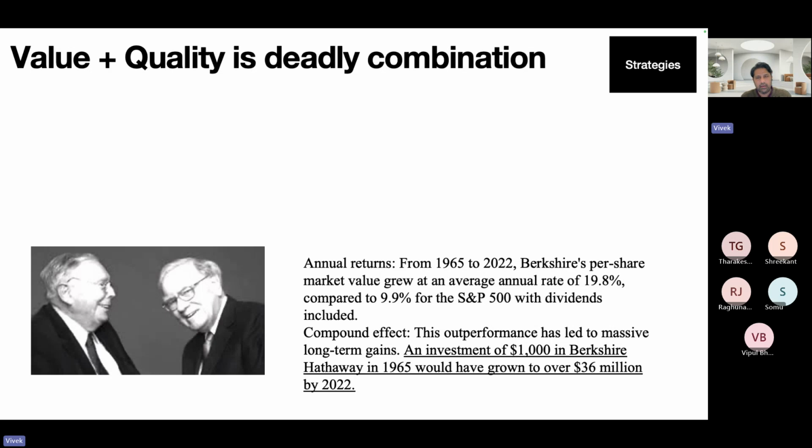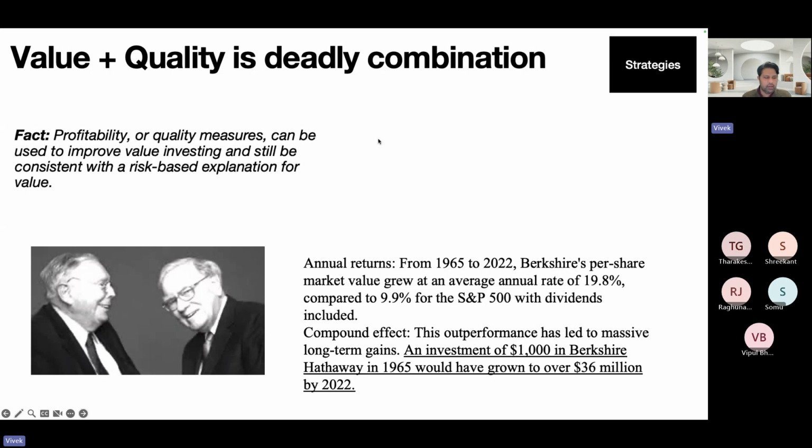I've also looked at some academic research on this. There is a paper by AQR Capital called Facts, Fiction, and Value Investing. In the paper, I've taken one quote for you, but obviously you'll have a link to the paper if you want to read it. It clearly says that profitability or quality measures can be used to improve value investing and are consistent with a risk-based explanation for value, which means that if people have really invested looking at value and quality parameters, then they can definitely get higher risk-based returns.